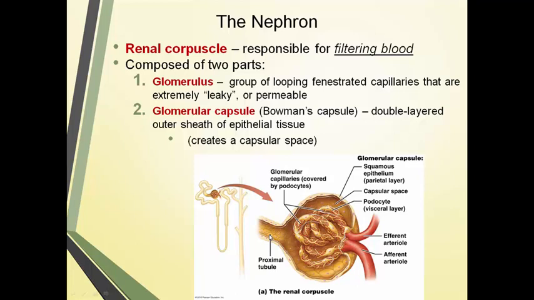the proximal tubule. So again, you have a sheath of epithelial tissue creating the glomerular capsule, but the space that is there is known as the capsular space. So make sure you underline that, and I'll also point it out in the laboratory section of the class.